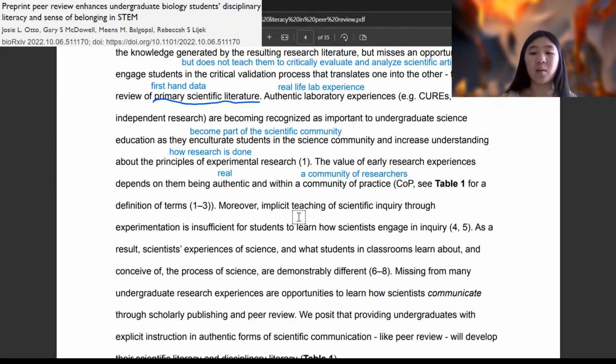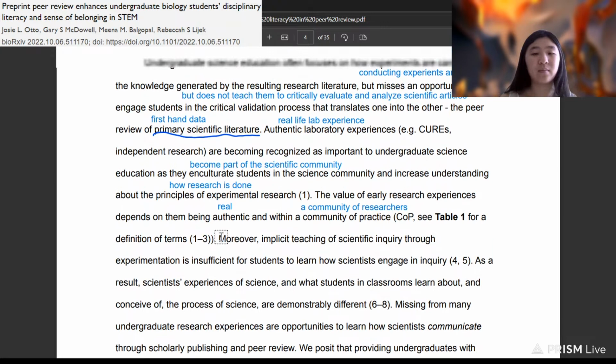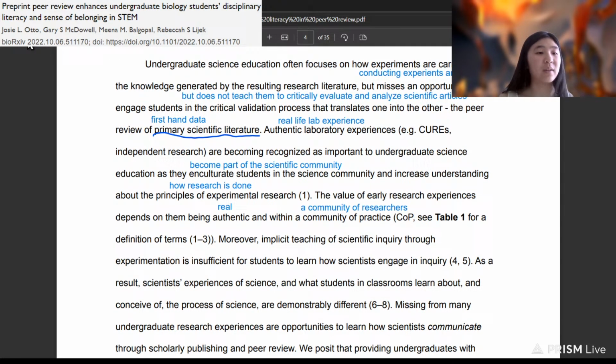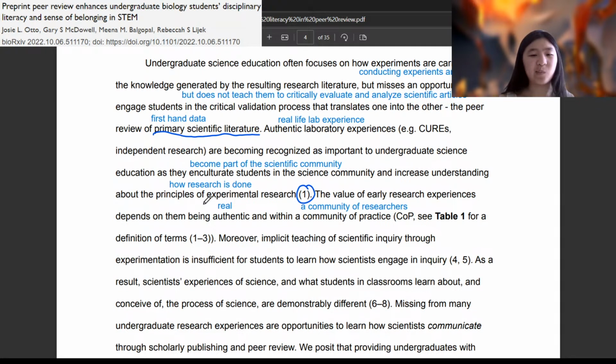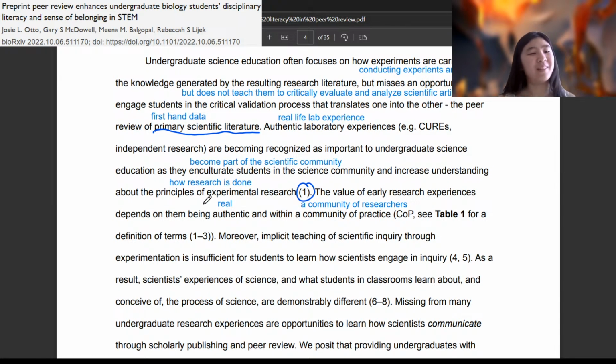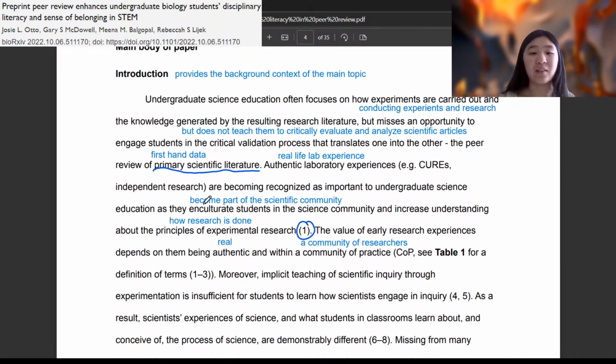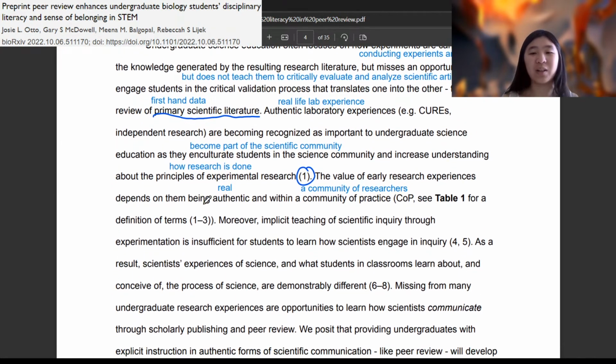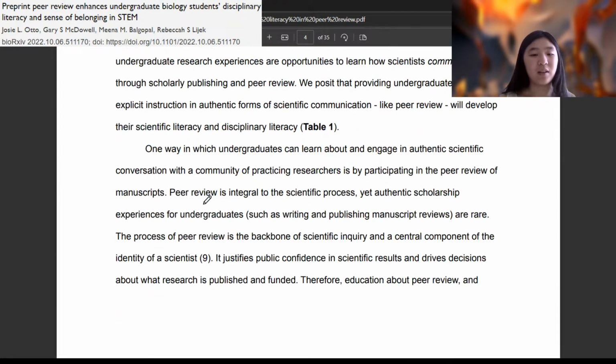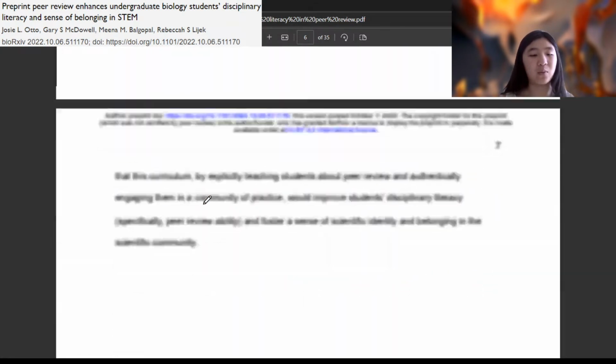So, see Table 1 for a definition of terms 1 through 3. Okay, so I skipped over it because I didn't quite know what it meant, or rather I thought they were citations. So there is this parentheses 1, and then there should also be... I don't know why they're saying see Table 1 for a definition of terms 1 through 3 when there's only 1 in parentheses. If we scroll down, we should be able to see Table 1 though.